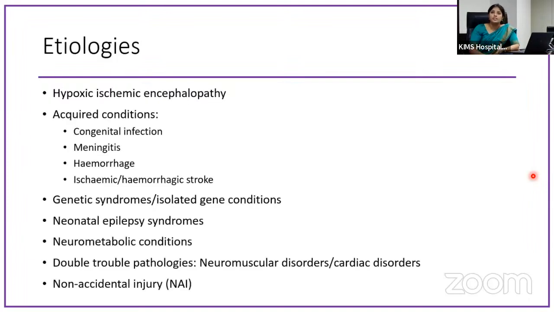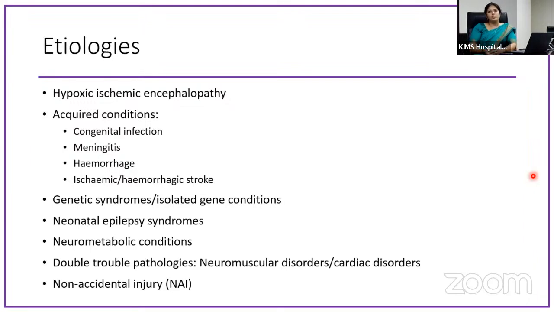So there are a number of etiologies. Like I said, HIE may be a part of your neonatal encephalopathies. A lot of acquired conditions like congenital infections, meningitis, hemorrhage, ischemic or hemorrhagic stroke may present with encephalopathy. A number of genetic syndromes or isolated gene conditions may be the underlying etiology. Neonatal epilepsy syndromes and neurometabolic conditions may be presenting as neonatal encephalopathy.